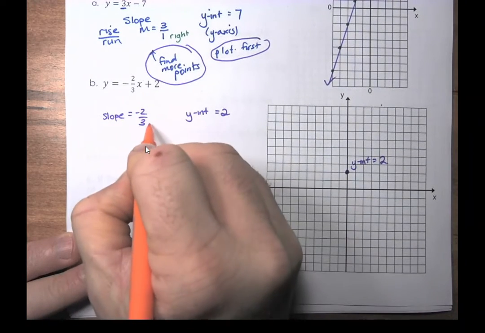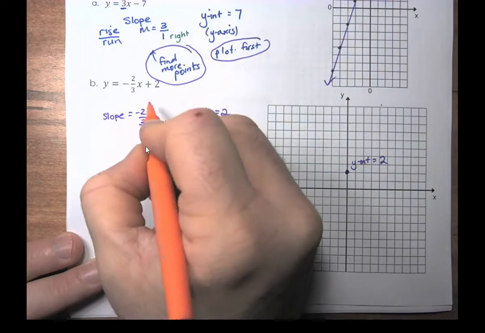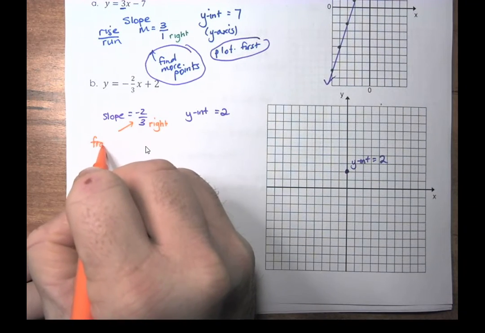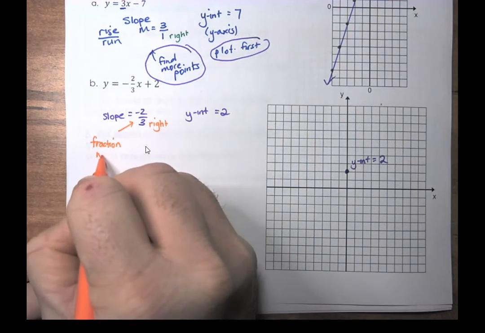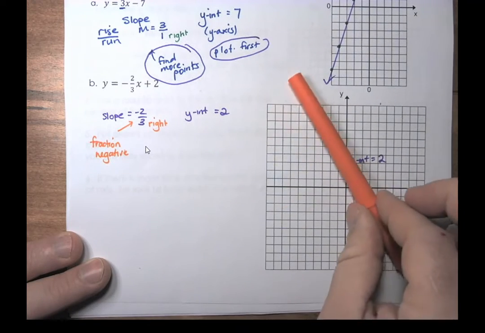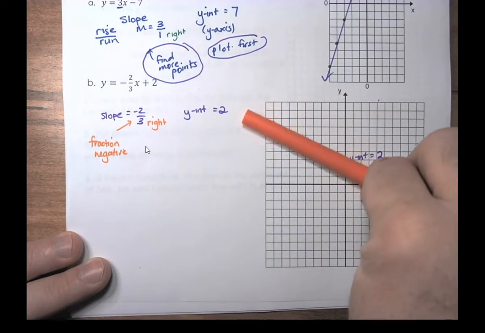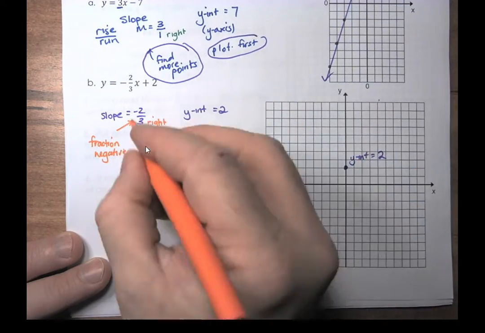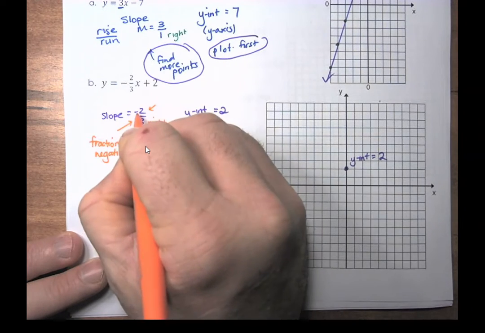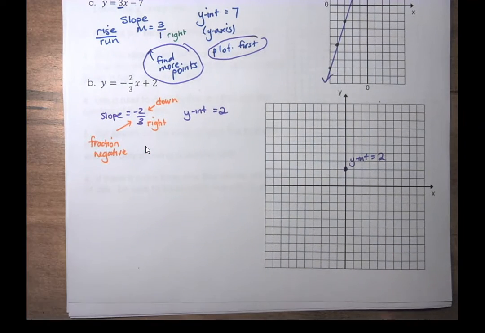Now we can use our rise over run. Well, this one's always going to be going right 3, and this whole fraction is negative. So we know that this line, when we graph it, is going to have a negative slope. So it's going to be somewhere in that area. And I can see this: if it's a -2 or a negative number on top, I'm going to go down.